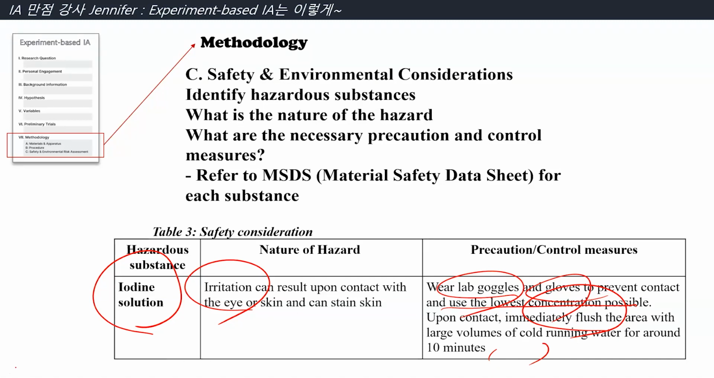This brings us to the end of this video on the exploration section of experiment-based IAs. Write your IA as if you're writing for a person with no science background. Concisely, using the correct terminology, but with all the necessary information.